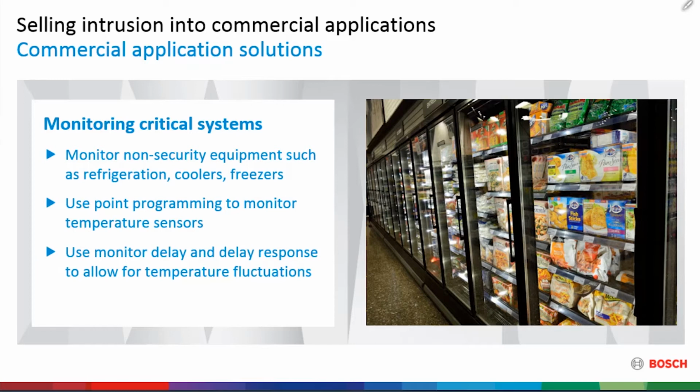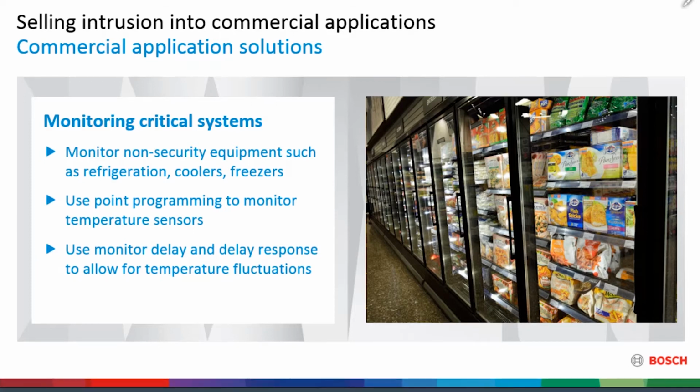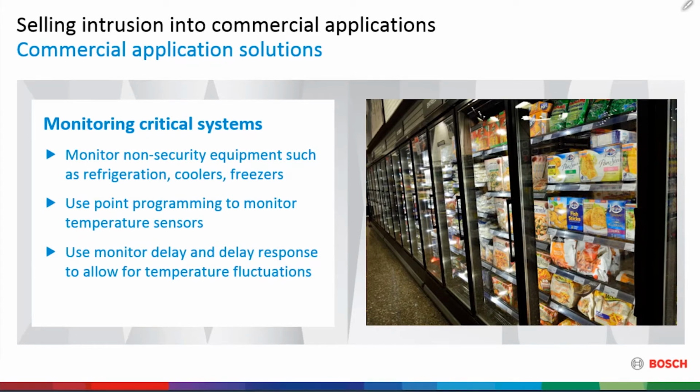Well, there's lots of things in a commercial facility that need to be reported. One of them is monitoring critical systems like refrigeration, coolers, and freezers in a grocery store. So you can see this freezer here and all the stuff that's in that freezer, all this frozen merchandise. There's a lot of money in that freezer. And if that freezer goes above a certain temperature for a certain amount of time, that means that that food could be at risk of spoilage, and you got to throw it all away.